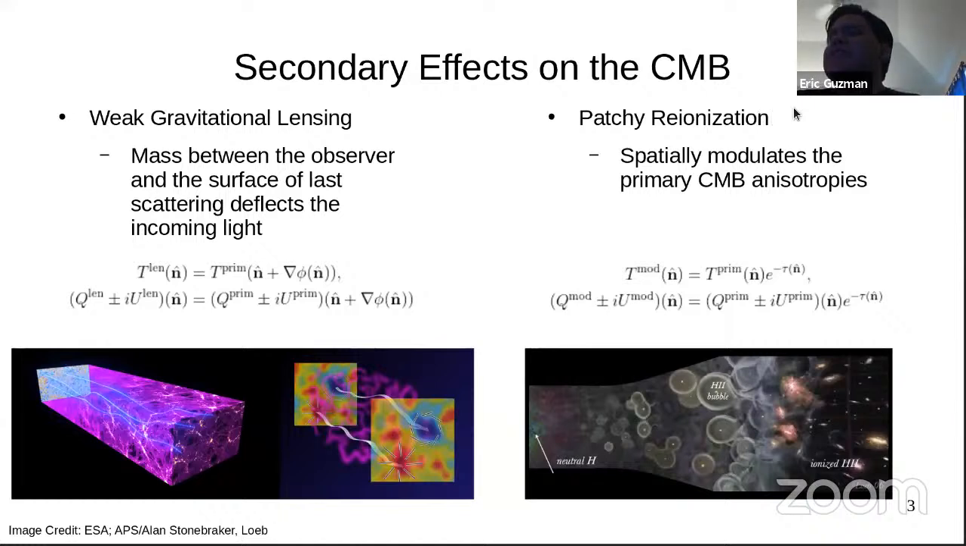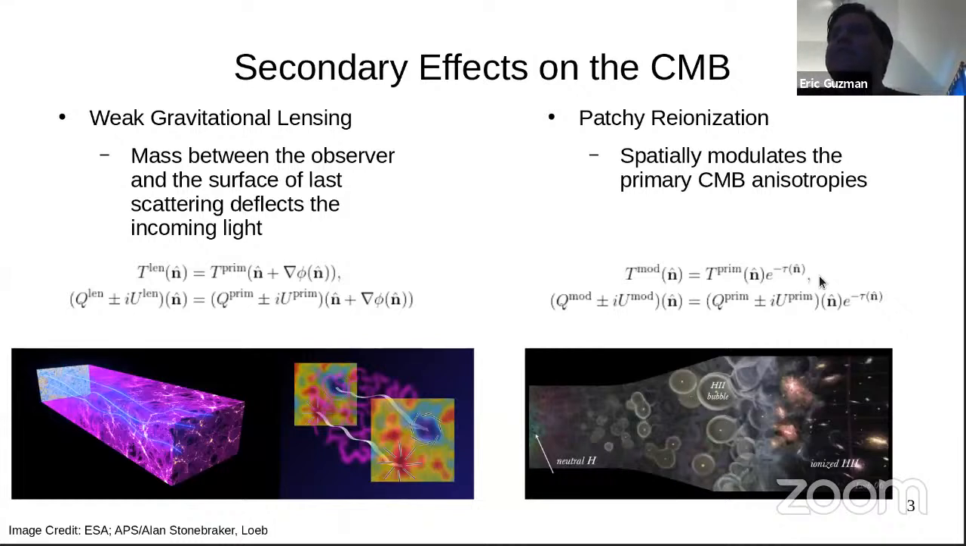For patchy reionization, today I'll only focus on the screening effect on the CMB fluctuations, which spatially modulates the primary CMB anisotropies according to these equations, where e to the negative tau is what modulates the anisotropies, and tau is again the optical depth, the variation of which we are interested in.